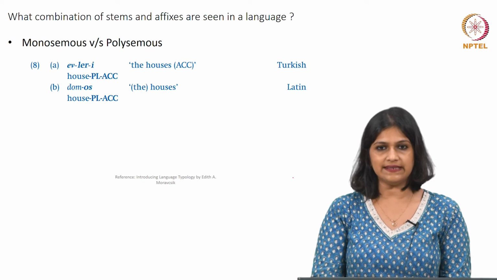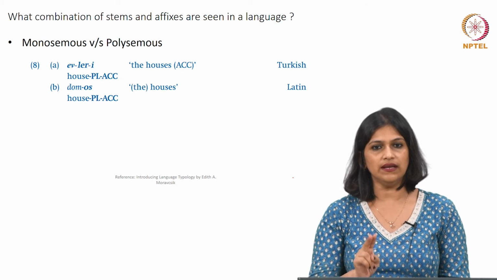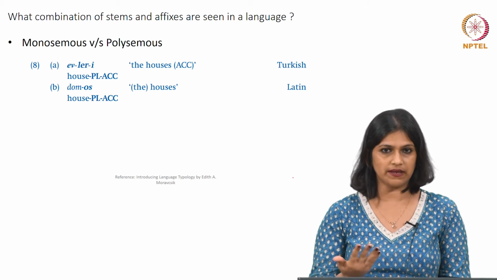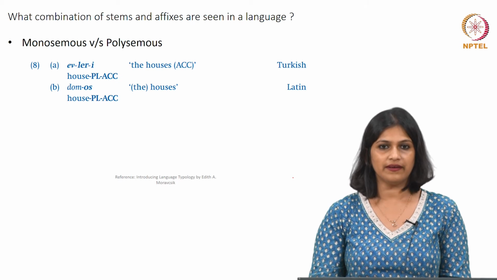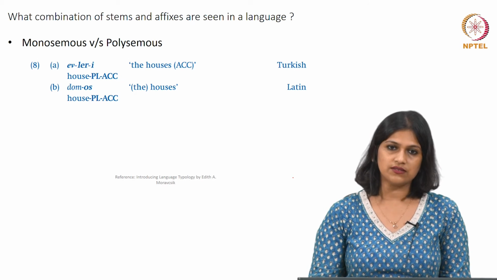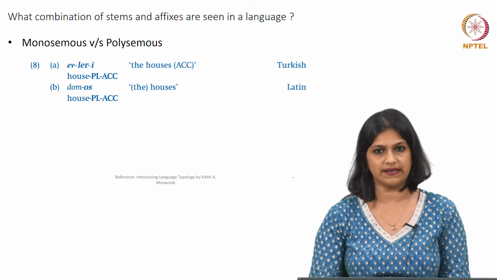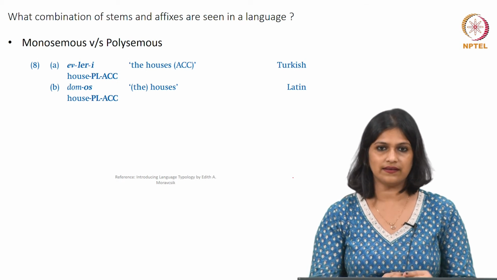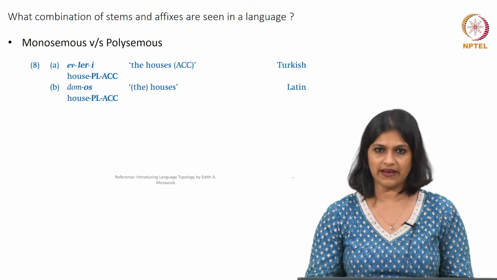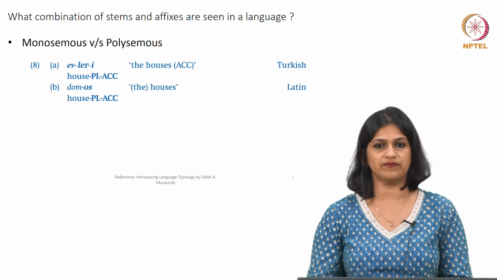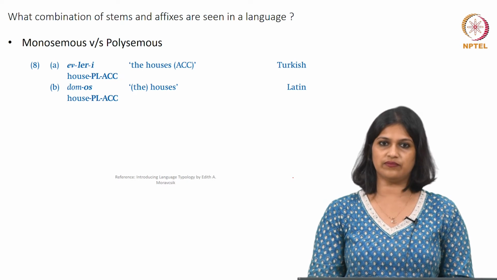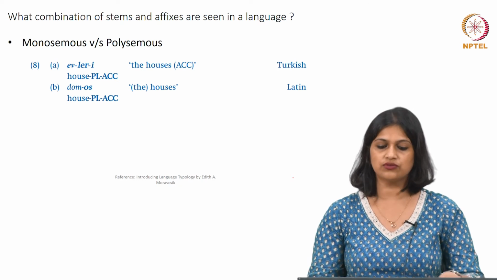In case of Latin, however, you see there are only 2 morphemes. The root morpheme will always be there because that is the house. So, ev is house in Turkish, dom is house in Latin. With dom we have only one morpheme, that is os. So, os will have plural marking as well as accusative marking. One morpheme will have 2 different domains of information associated with it, and in the first one, 2 different sets of information would be associated with 2 different kinds of morphemes.